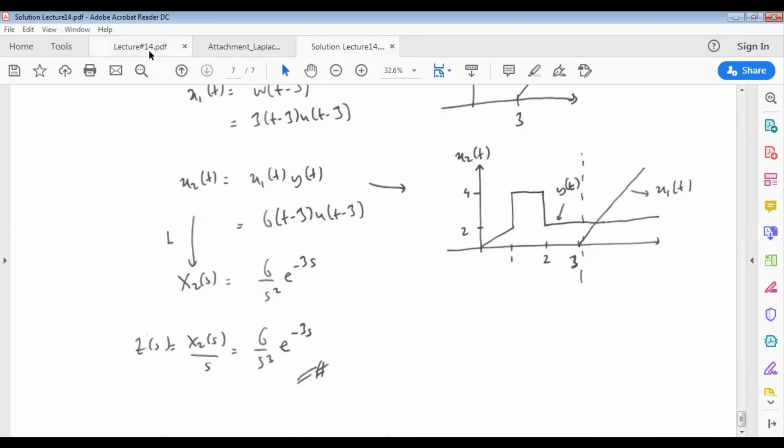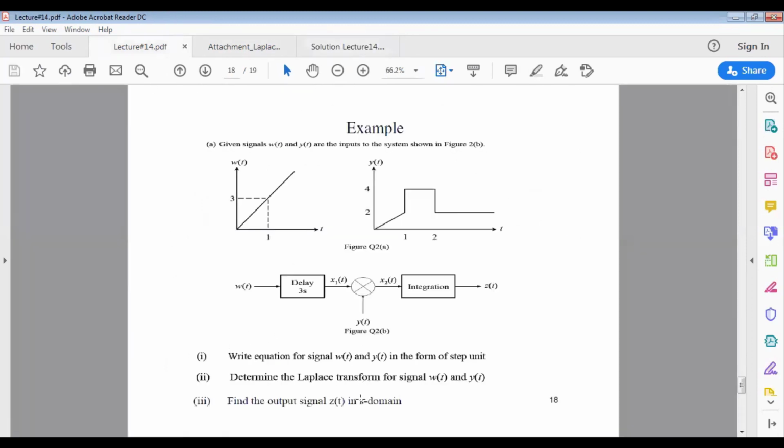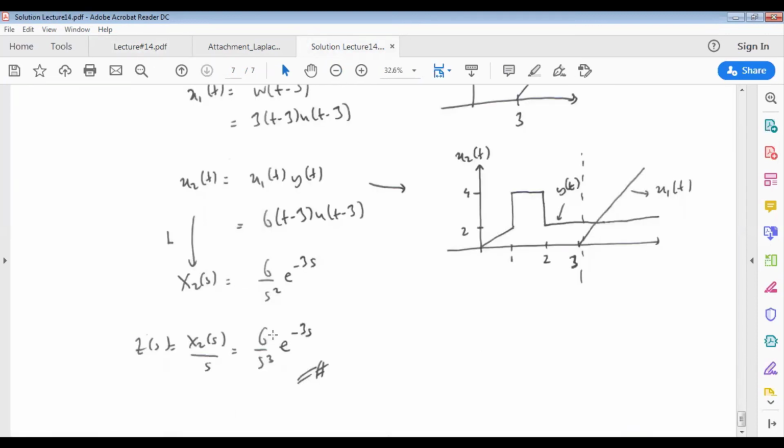From here, we can find Z(s) and z(t). Because the question is to find the signal z(t) in the s domain, to find that is to find Z(s). So that should be the answer for Z(s). Hopefully you are clear about these solutions.